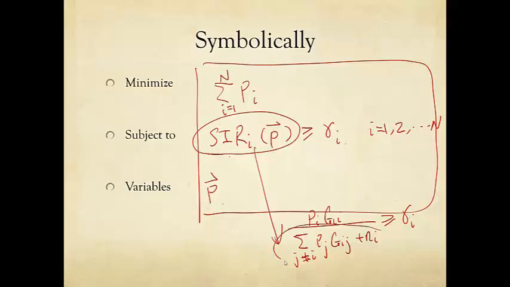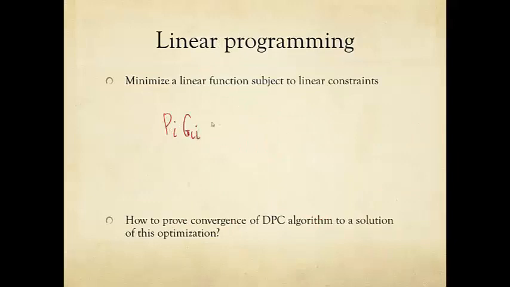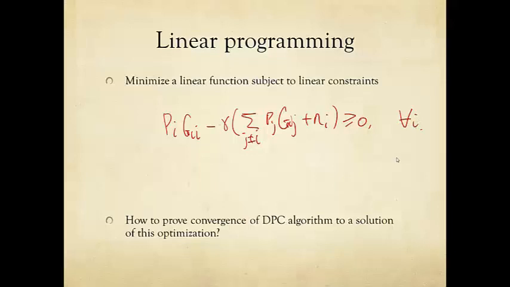What you can do is put the denominator on the right-hand side, multiply by gamma, and then move the entire expression back to the left-hand side, subtracting it off. Then what you have is the following: p_i G_ii minus gamma times the summation of j not equal to i, p_j G_ij plus n_i, greater than or equal to 0 for all the i's.